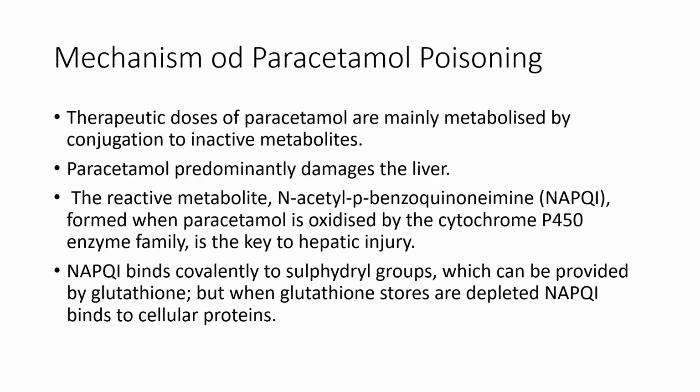So, the mechanism of paracetamol poisoning. Therapeutic doses of paracetamol are mainly metabolized by conjugation to inactive metabolites. In overdose, paracetamol predominantly diverts to a reactive metabolite, N-acetyl-p-benzoquinone imine, that is NAPQI, formed when paracetamol is oxidized by the cytochrome P450 enzyme family, and it is key to the hepatic injury. This NAPQI binds covalently to sulfhydryl groups, which can be provided by glutathione. But when glutathione stores are depleted, NAPQI binds to cellular proteins.